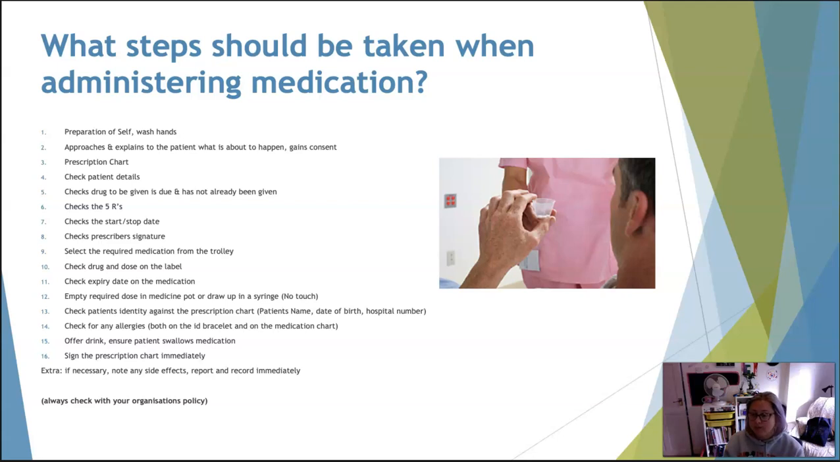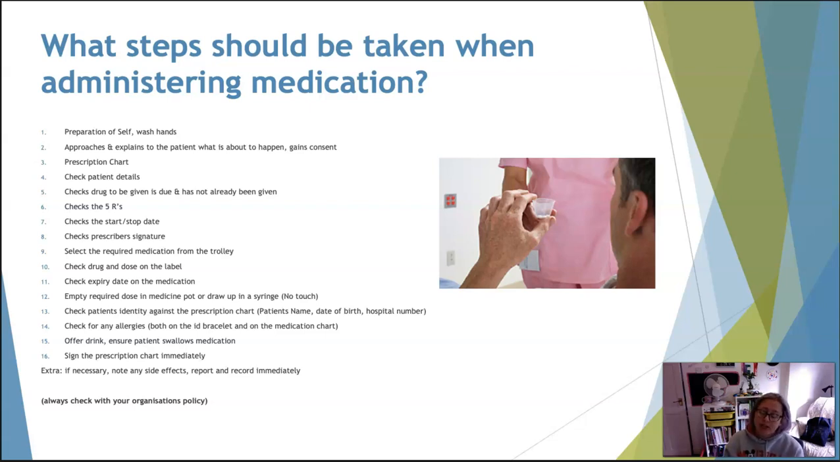We need to empty the required dose into a medicine pot or draw it up into a syringe if it's being administered in a different method. And we need to make sure that, again, we're following the no-touch techniques, that we are thinking about our infection control methods at all times. And we're also thinking about our own personal safety. If you're working in a place where you're dealing with a lot of specific types of drugs regularly, and you're coming into contact with them maybe 10, 12, 20 even times a day, we could be inadvertently dosing ourselves with medication if we aren't following appropriate no-touch methods.